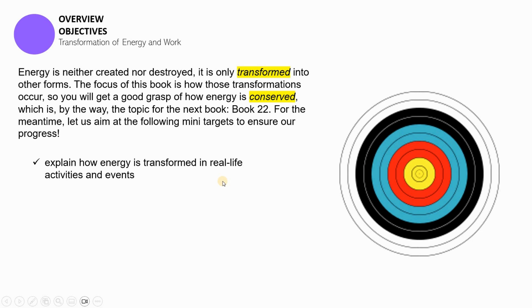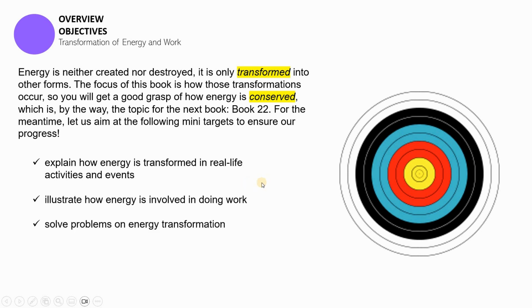The first one is that you should be capable of explaining how energy gets transformed in real-life activities and events, and that you should also be capable of illustrating how energy is involved in doing work. And then you have to be capable of solving new kinds of problems on energy transformation, and then value proper nutrition for a better lifestyle. So I think the last objective seems quite different from the rest of the objectives that we have in this book, but I'm pretty sure that soon you will know why.